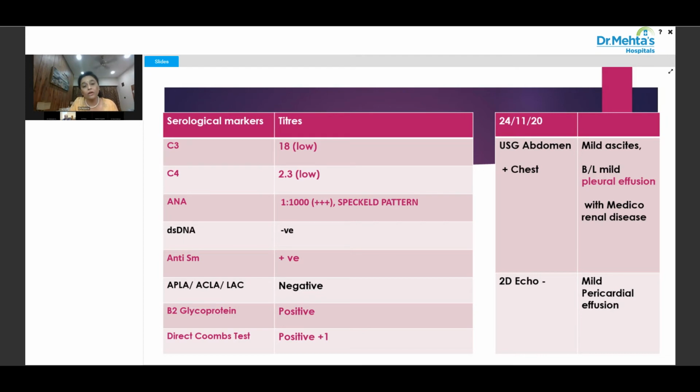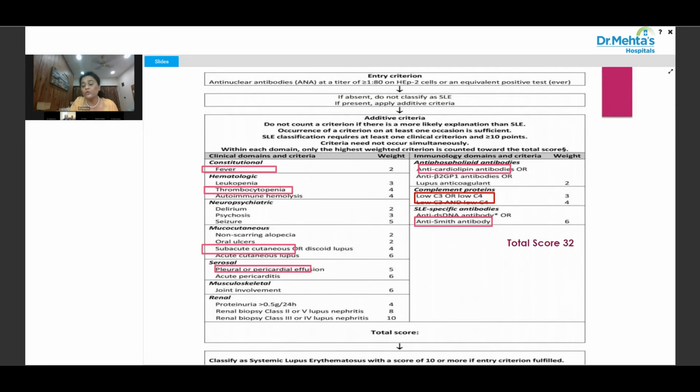She was worked up for pro-coagulant state. APLA, ACLA, and lupus anticoagulant were negative, but beta-2 glycoprotein was positive. Her direct Coombs test was also positive. USG abdomen showed pleural effusion as well as mild pericardial effusion on echo. Going by the revised EULAR criteria, she fitted completely into SLE with a total score of 32. Requirement is 10 out of the total score of 53 for classification.